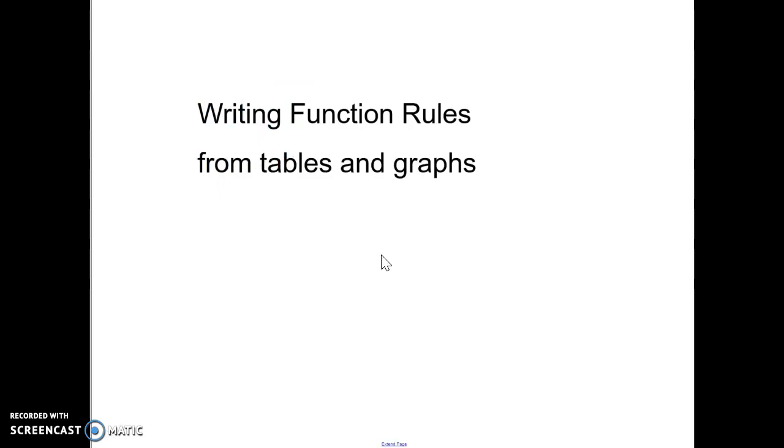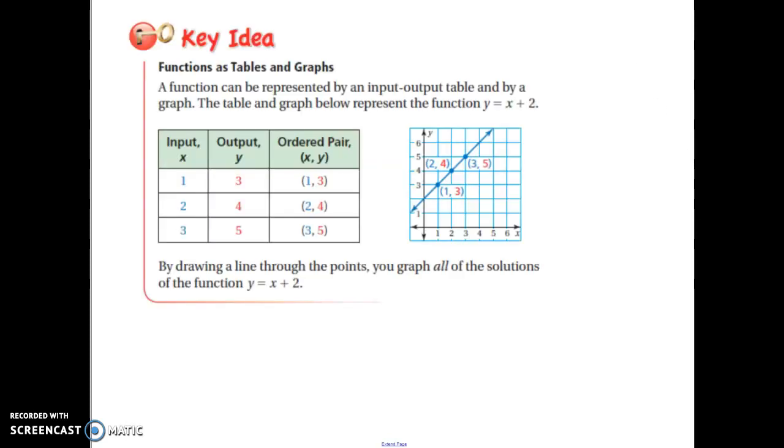Today in class, we talked about writing function rules from tables and graphs. As part of this, we reviewed a few of our key ideas that we've already learned for functions. One is that functions have multiple representations, and today we dealt with 3 of those. We talked about numerical representations, where functions are represented by ordered pairs or by a table with an input and an output.